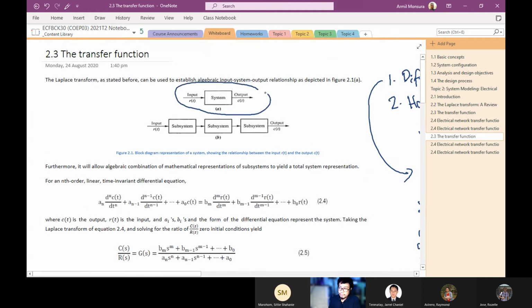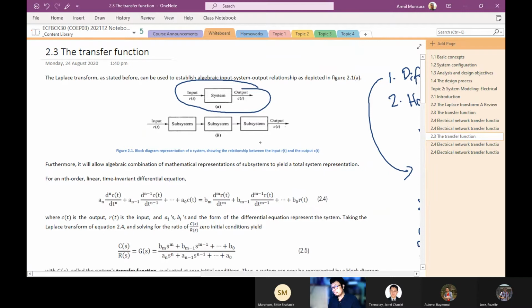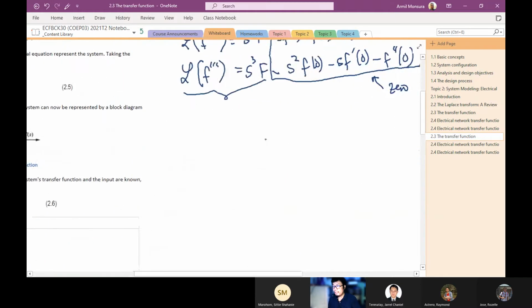Ito yung system ninyo. Okay? And that system is actually described by a differential equation. Okay? Sabi nga natin dun sa introduction natin to systems, kung meron kayong system, okay, which is represented by a block, tapos meron yung input na r of t. R is for reference. Okay. So this is called the reference input. And the output is C, designated as C of t. Okay. C is for control variable. So that makes it your output.